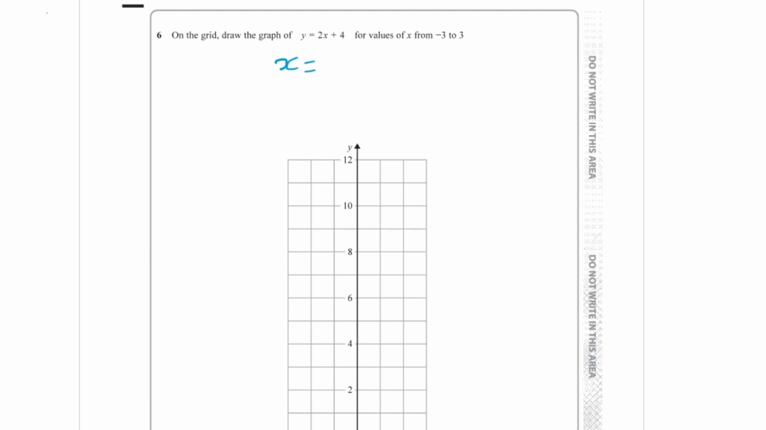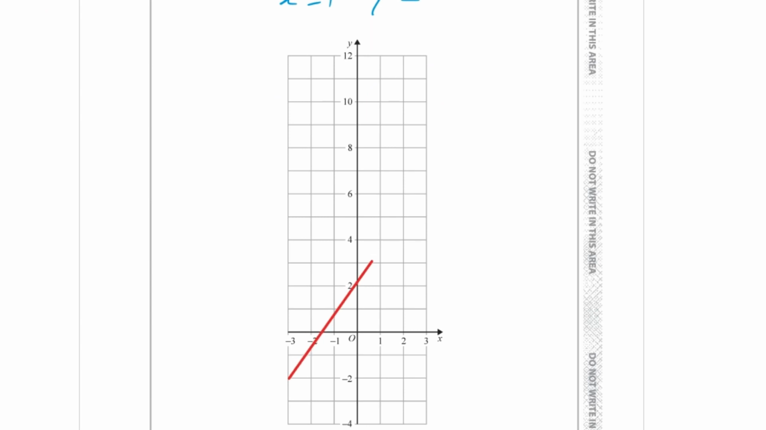When x is equal to 0, y is equal to 4 here, 2 times 0 plus 4. When x is equal to 1, y will be equal to 2 times 1 plus 4, which is 6. So we can do that, starting from the bottom side of our graph all the way through to the top here. So I've drawn a line on our graph here, which as you can see goes through this point, which is 0, 4, and also the point 1, 6.